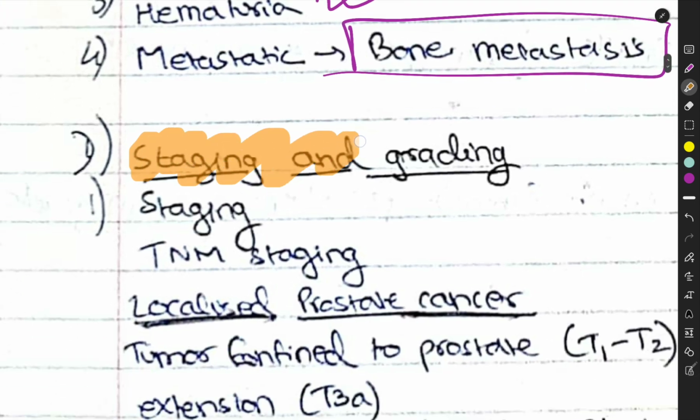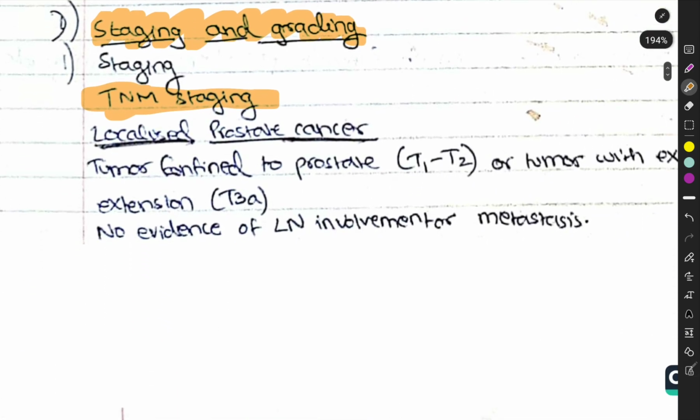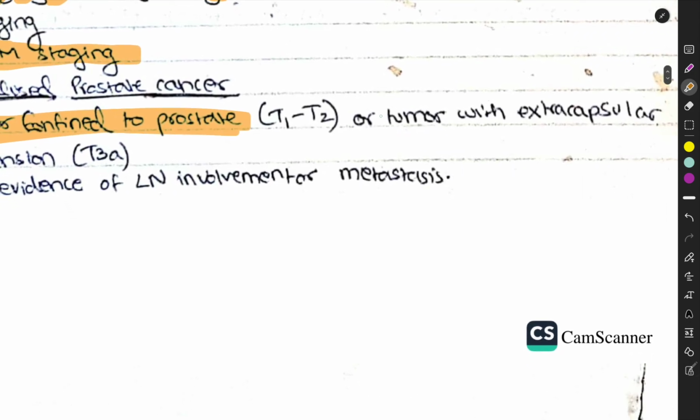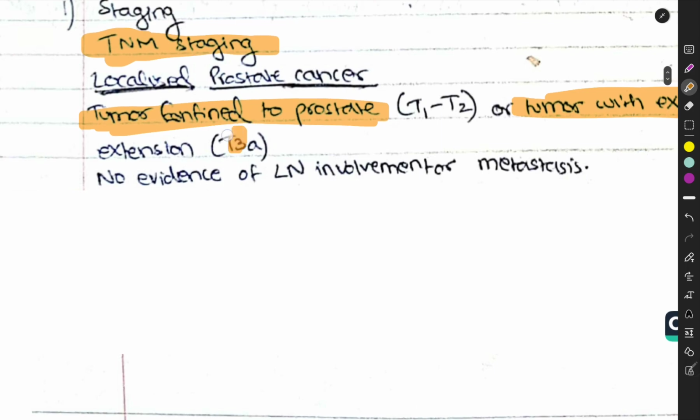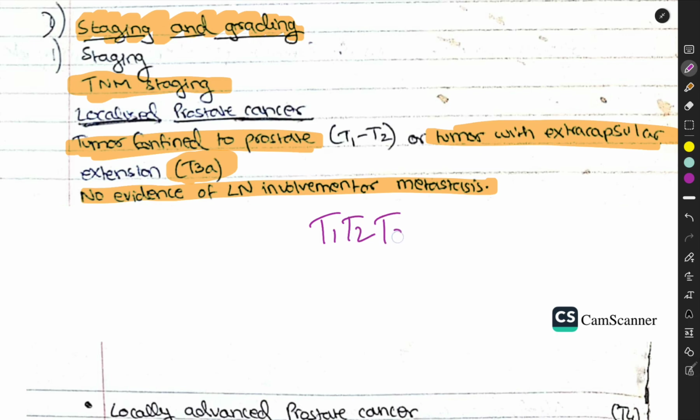Staging and grading. Staging is TNM staging. Localized prostate cancer is a tumor confined to the prostate. When the tumor is confined to the prostate, you will give it T1 or T2. If the tumor has escaped the capsule, then you'll have to give it T3. If there is no involvement of lymph node, the person will have T1, T2, T3, and then N0, M0.